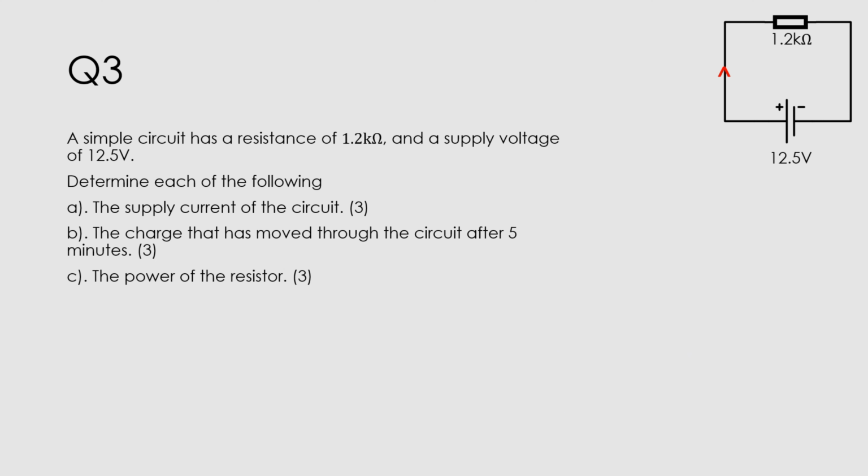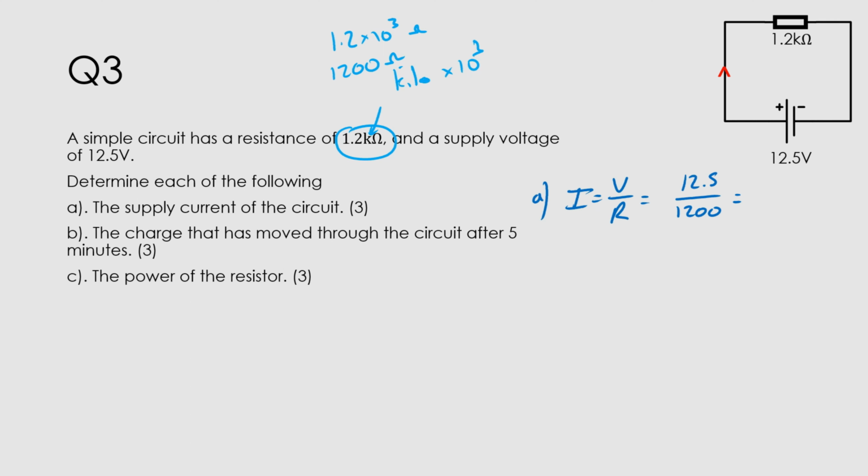Question 3. A simple circuit has a resistance of 1.2 kilo ohms and a supply voltage of 12.5 volts. So let's just focus on this resistance here. The K stands for kilo, and that is times 10 to the power of 3. So we can either write that as 1.2 times 10 to the power of 3 or 1200 ohms. And then we're asked to determine supply current, charge that's moved through it, and the power of the resistor.